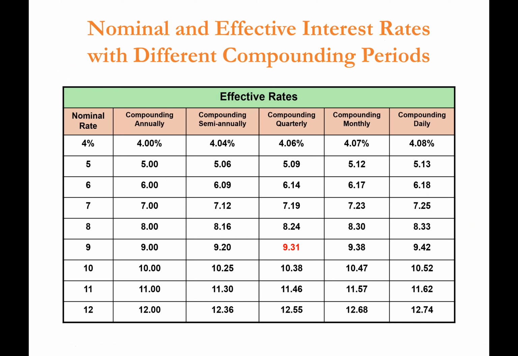Now, this is a comparison among different compounding periods, right? So if the nominal rate is 4%, under compounding annually, again, it's 4%. If semi-annually, then the rate goes up a little bit, 4.04%. And quarterly, it goes up again, 4.06%. Monthly, it's growing, right? And compounding daily or continuously will be slightly higher. So as you can see, the pattern here is that more compounding periods give us the higher effective interest rate.